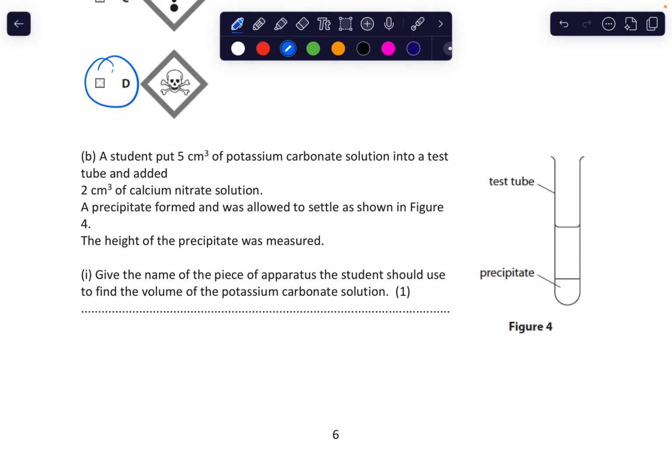A student puts 5 centimeters into a test tube, 2 centimeters out, precipitate is formed and allowed to settle. So remember, precipitate is an insoluble solid. The height of the precipitate was measured. Give the name of the equipment the student should use to find the volume of a solution. So you're going to find the volume of a solution. We would use a measuring cylinder in a laboratory. So here we've got a measuring cylinder.